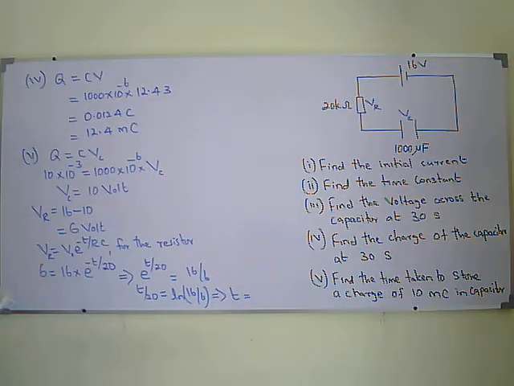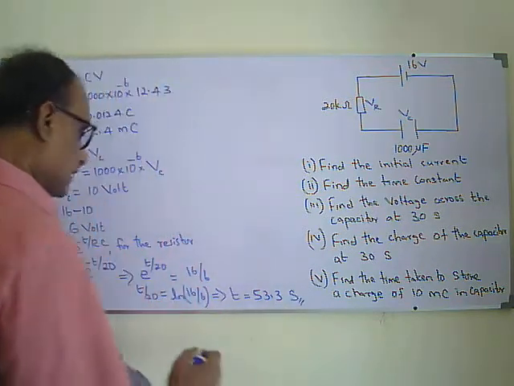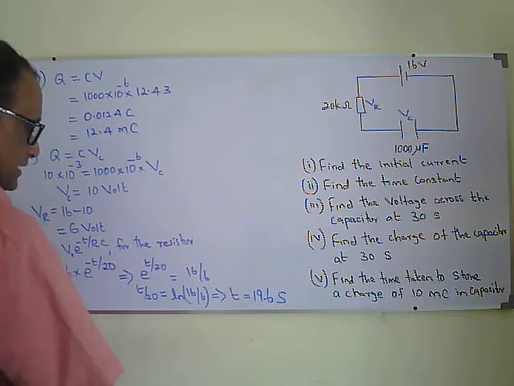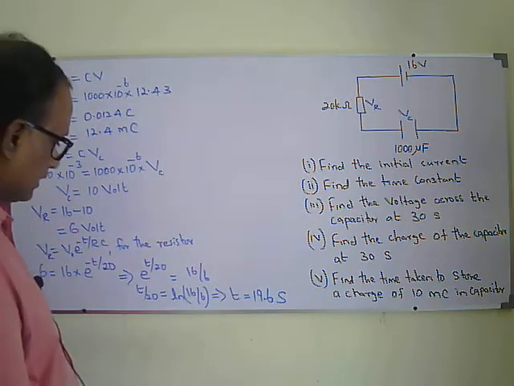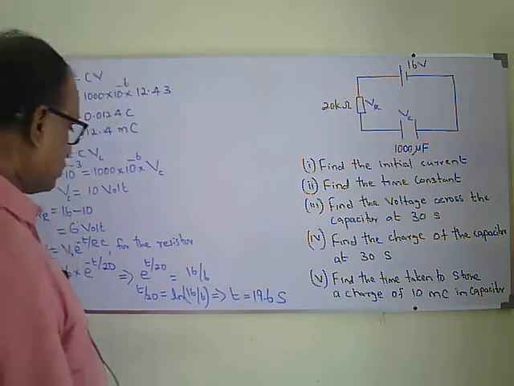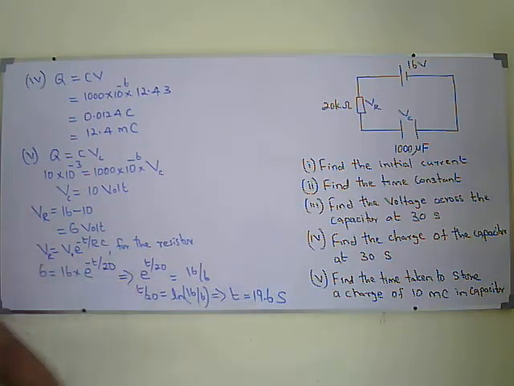So if you solve it, the required time will be 53.3 seconds. That's the answer for that. Sorry, it's 19.6 seconds: ln 16 over 6 into 20. Yeah, that will be 19.6 seconds. That's the time taken to store a charge of 10 millicoulomb in the capacitor. 19.6 seconds.